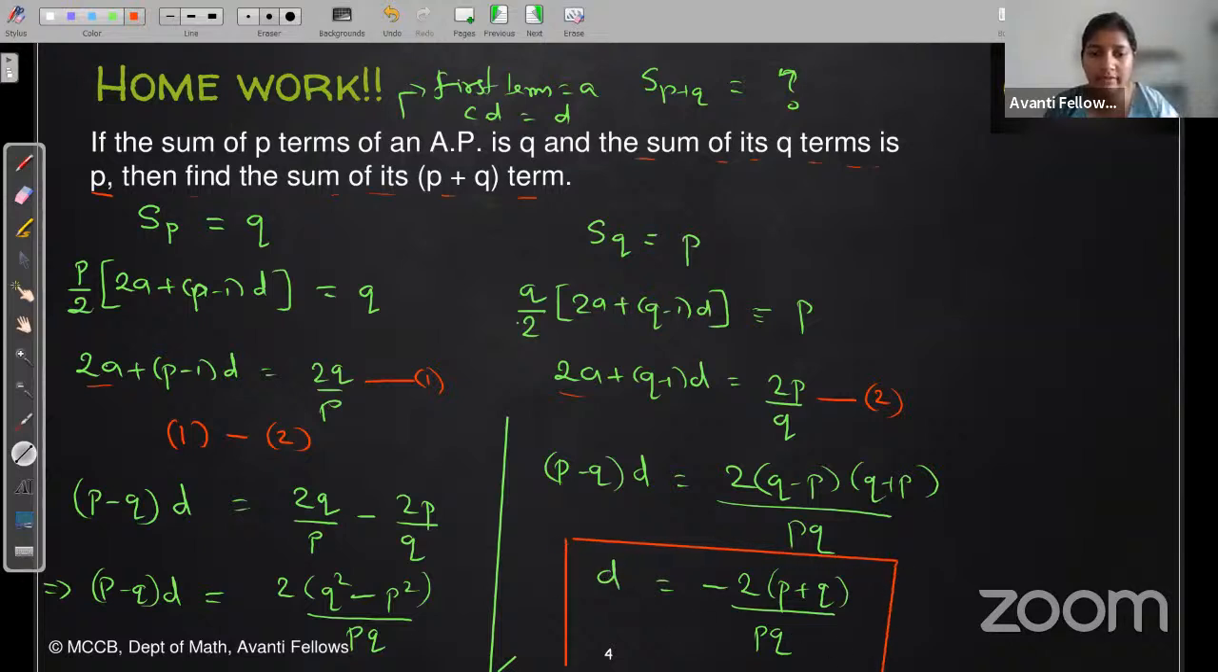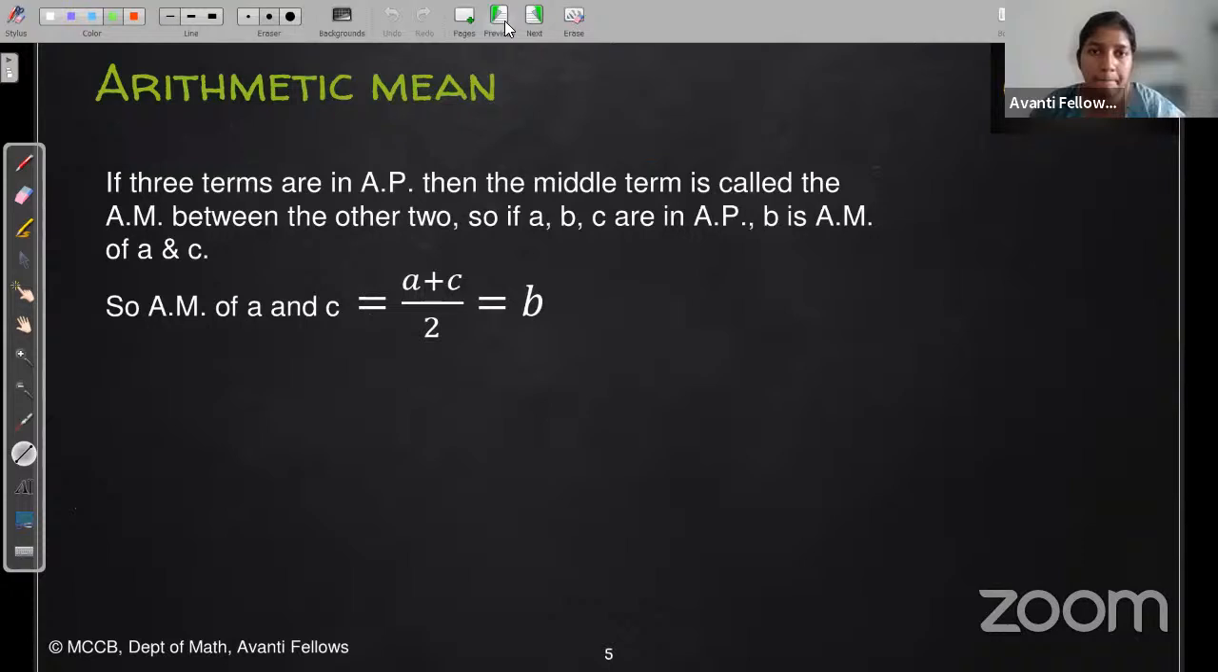Well, we found the d value. Now what will we do here? We will just substitute this in the formula for the sum of the first p plus q terms. Well then, so do the next step. See, in the next step, we need to find the sum of the first p plus q terms, right? Yes, p plus q.